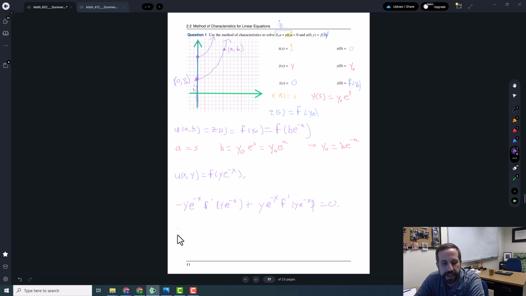And now if I look at whether it satisfies the Cauchy data, u of (0, y) is equal to f of y times e to the power of 0. E to the power of 0 is just 1, so this is f of y. So it satisfies the problem. The new thing here was that the y dot equation was not constant, so the characteristic curves were not lines for this problem.